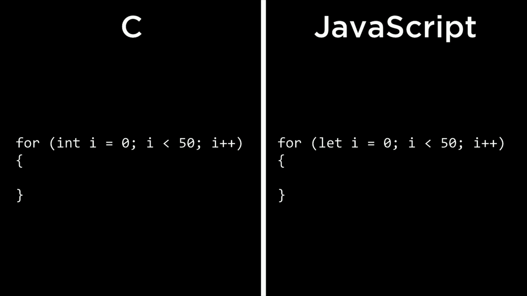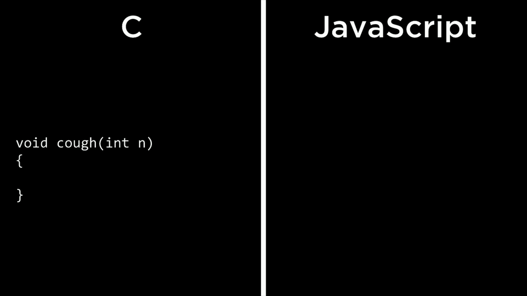Again, the only change here is that we've replaced int with let, and we'll use let to introduce new variables for the first time. In C, when we decided that we wanted to create a new function, like this cough function that took an integer parameter called n and had a return type of void, meaning there was no return type, this is how we did it.